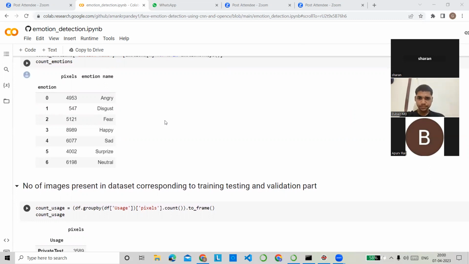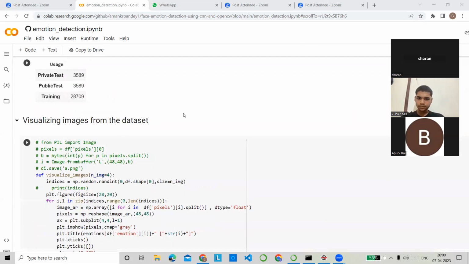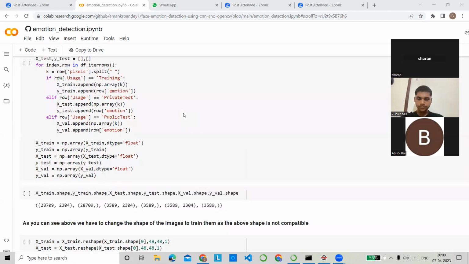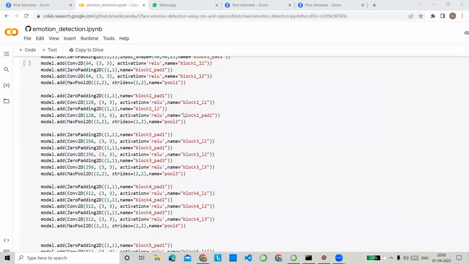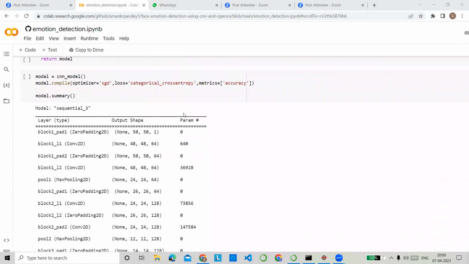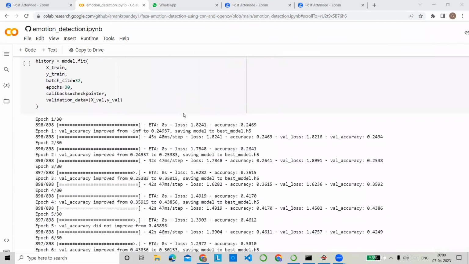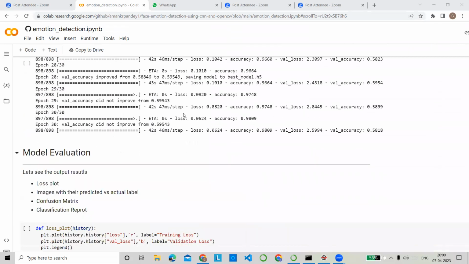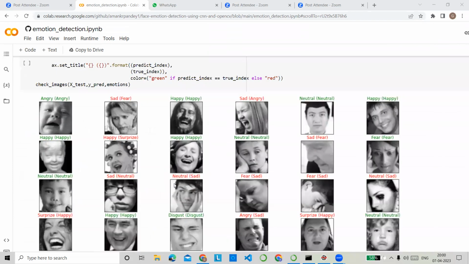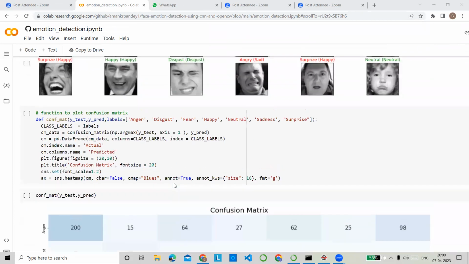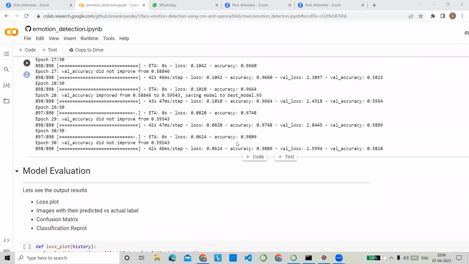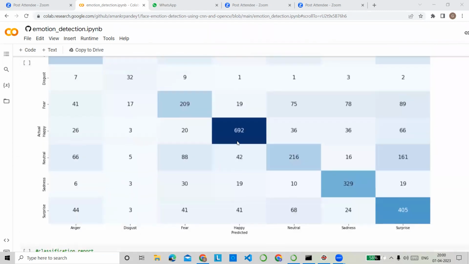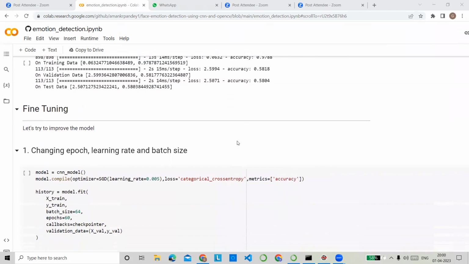So now we move on to the implementation part. We imported the dataset and we defined the MobileNet architecture. And after the model, we got the accuracy as 98%. Then we tried to improve the accuracy also.